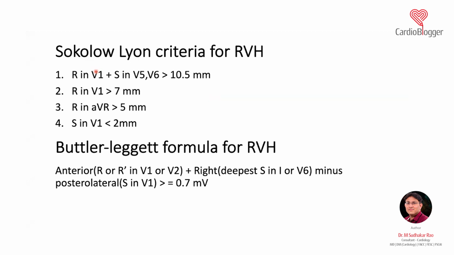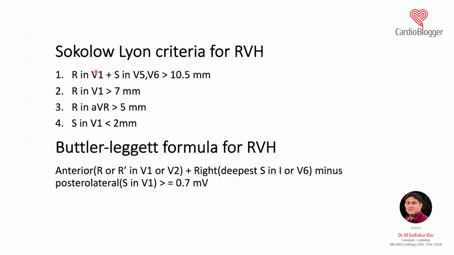So if R in V1 plus S in V5 or V6 is more than 10.5 mm, it is suggestive of right ventricular hypertrophy. Again, like left ventricular, V1 and V5 and V6 are taken, but it is the opposite. In LVH, there is a more negative S wave. In RVH, there is a more positive R wave. So R in V1 plus S in V5 or V6, if it is more than 10.5 mm, it suggests right ventricular hypertrophy.